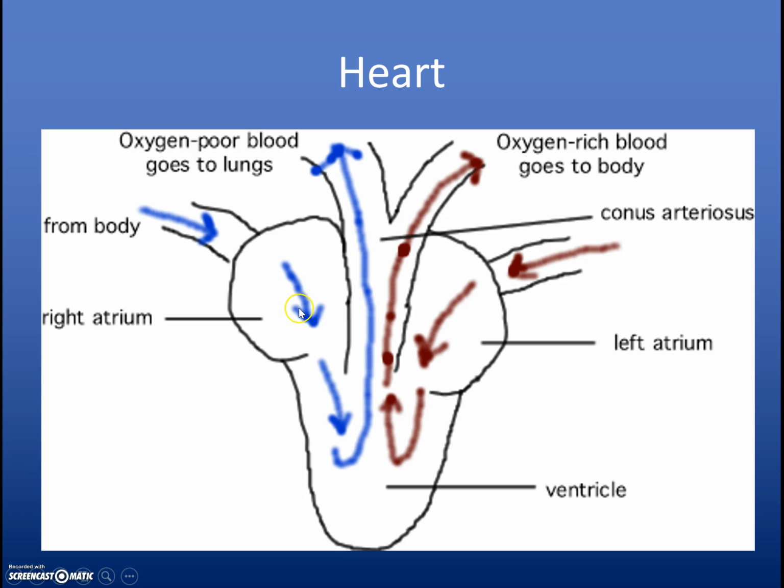However, as you can see, when the blood leaves the two atria, it goes into one central ventricle. And because it goes into one ventricle, there will be some mixing of oxygen-rich and oxygen-poor blood. However, the tissues are arranged in the ventricle such that it helps to prevent complete mixing of oxygen-rich and oxygen-poor blood. Now, oxygen-rich blood tends to stay on the side of the heart where blood is pumped to the body, and oxygen-poor blood tends to stay on the side where blood is actually pumped to the lungs.